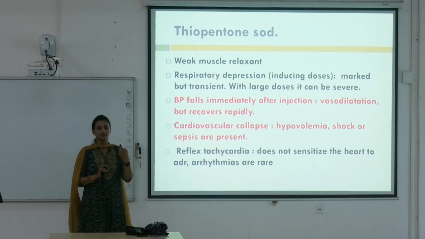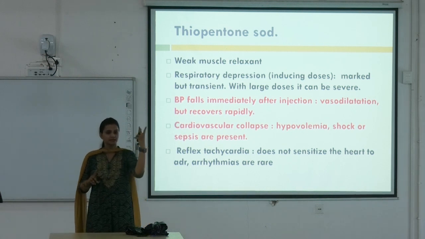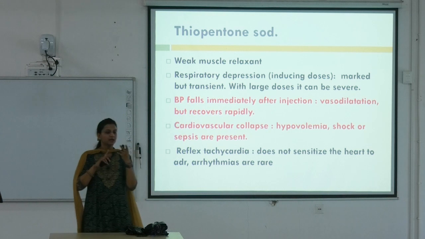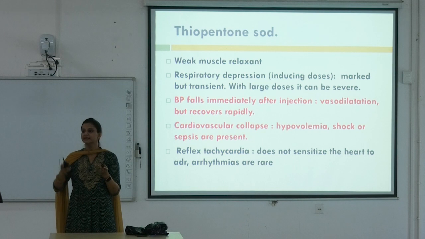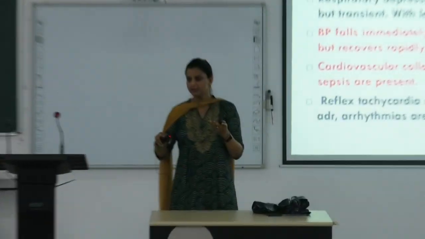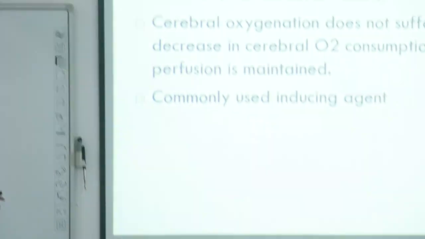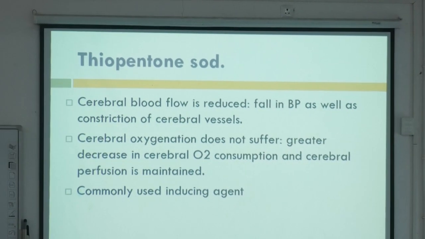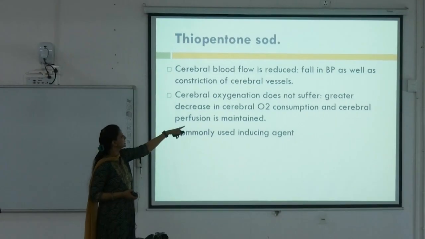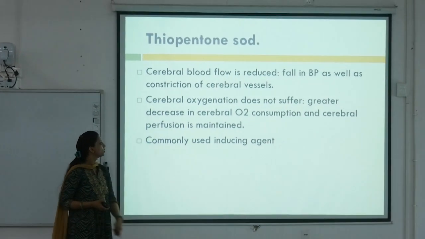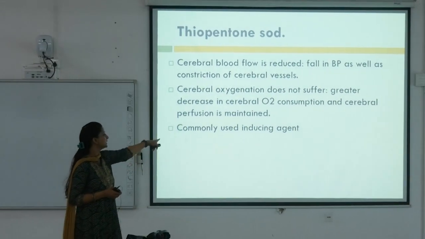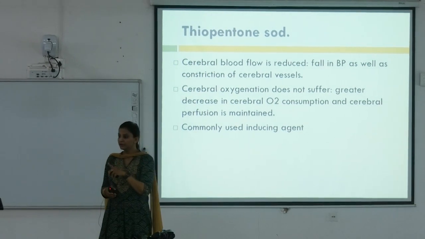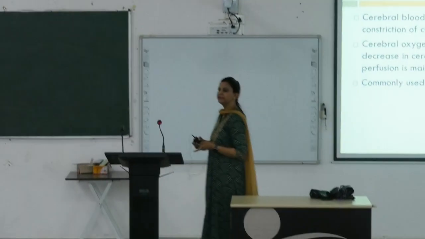কি বললাম? Weak analgesic, next weak muscle relaxant, cardiovascular system কে ডিপ্রেস করে দিচ্ছে, রিফ্লেক্স ট্যাকিকার্ডিয়া করছে, রেসপিরেটরি সিস্টেম কে ডিপ্রেস করছে, অ্যাপনিয়া হওয়ার চান্স থাকছে। The cerebral blood flow is also reduced. Cerebral oxygenation does not suffer. Greater decrease in cerebral oxygen consumption and cerebral perfusion is maintained. Commonly, it is used only as an inducing agent. I told you. তাহলে কি অ্যাডভান্টেজ কি আছে?